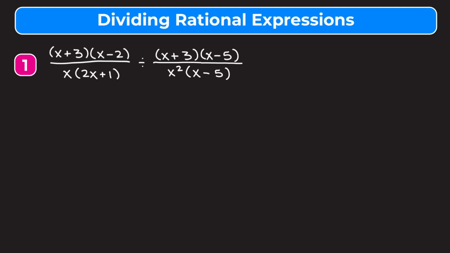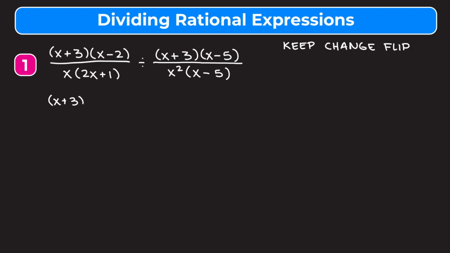So in example 1, we have these two rational expressions being divided. And first, what we need to remember is how to divide fractions. So remember, when you learned how to divide fractions, you may have learned this rule that is called keep, change, flip. And basically what it's saying is that to divide two fractions, you're going to multiply the first fraction by the reciprocal of the other fraction. So we're going to keep the first fraction as it is.